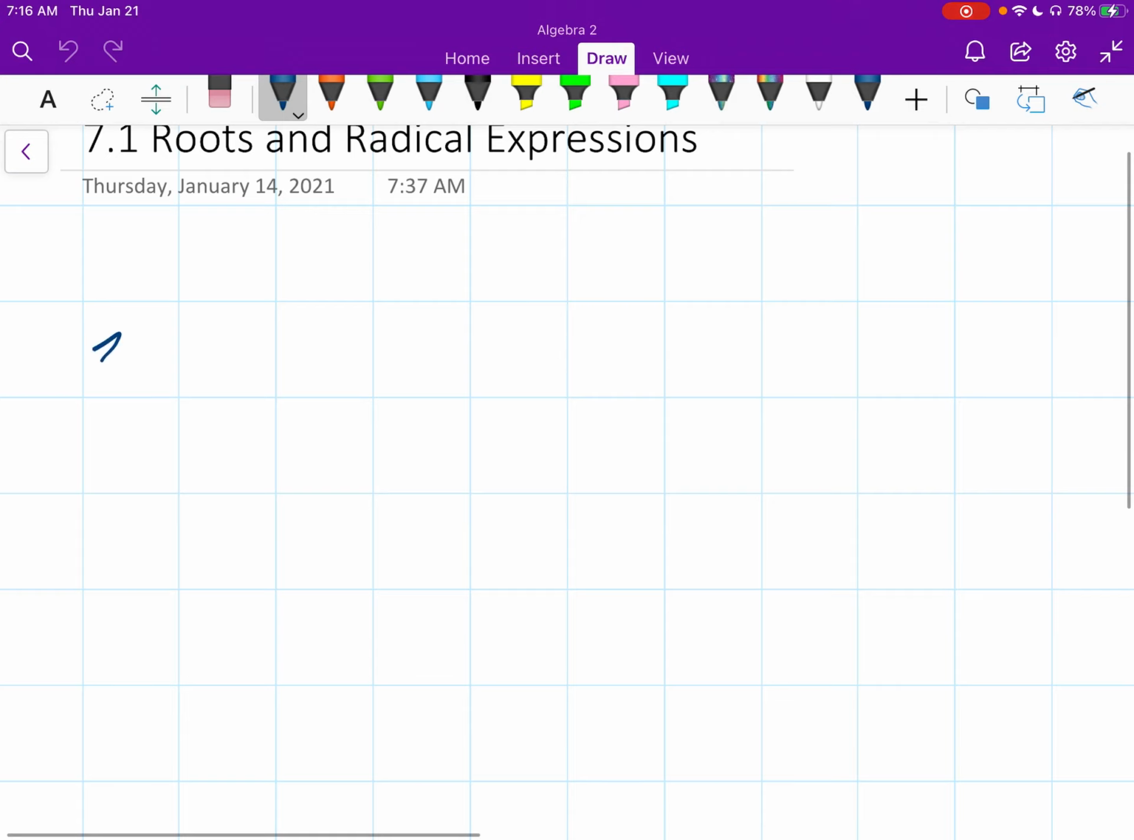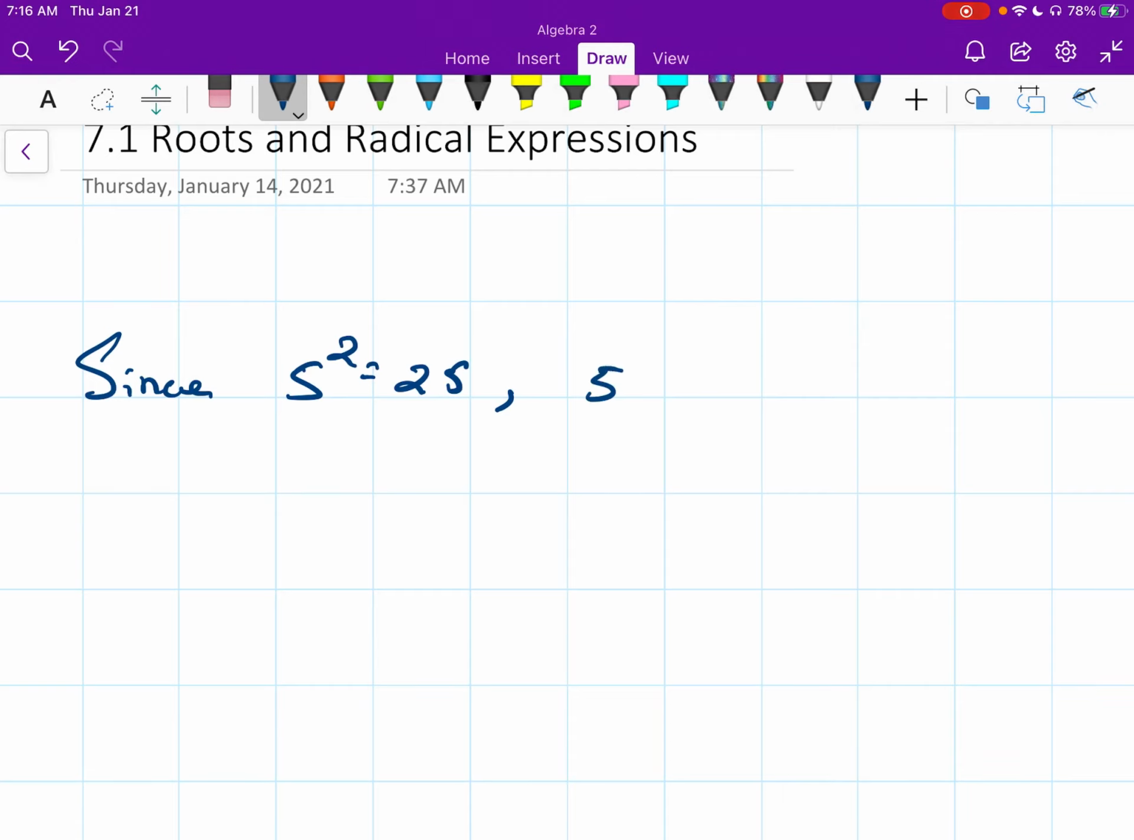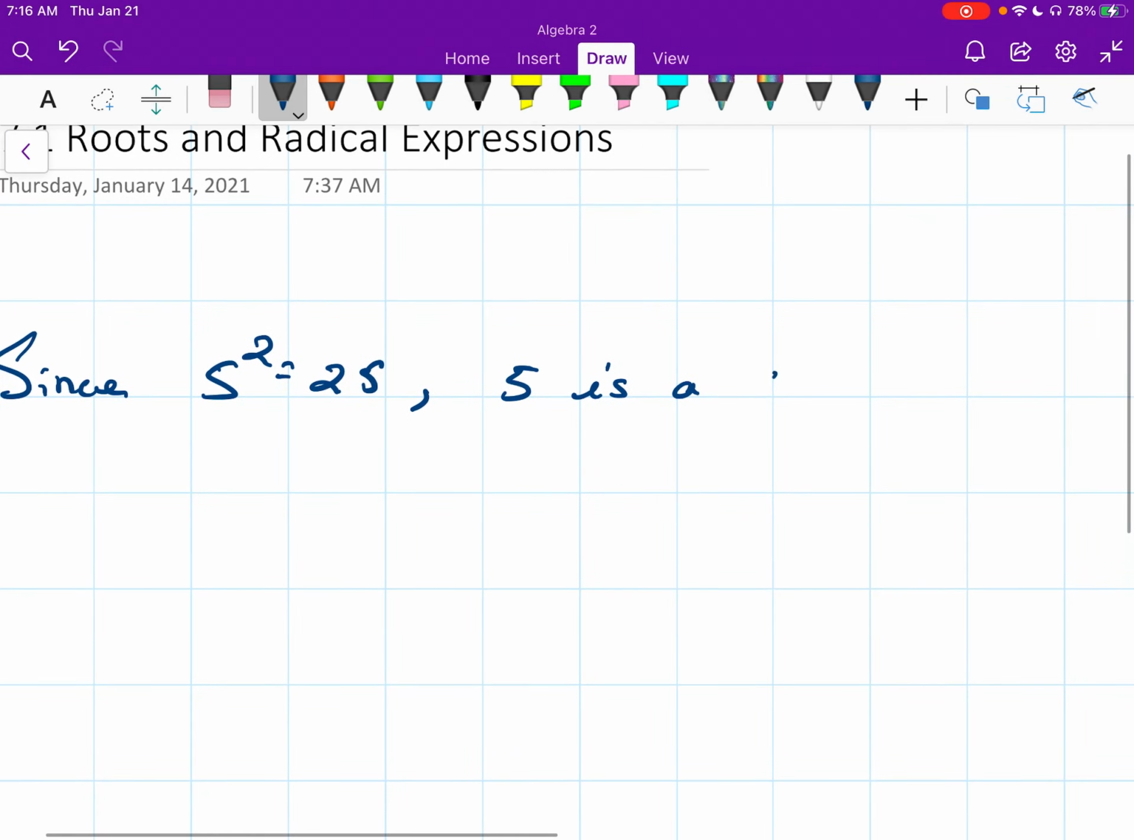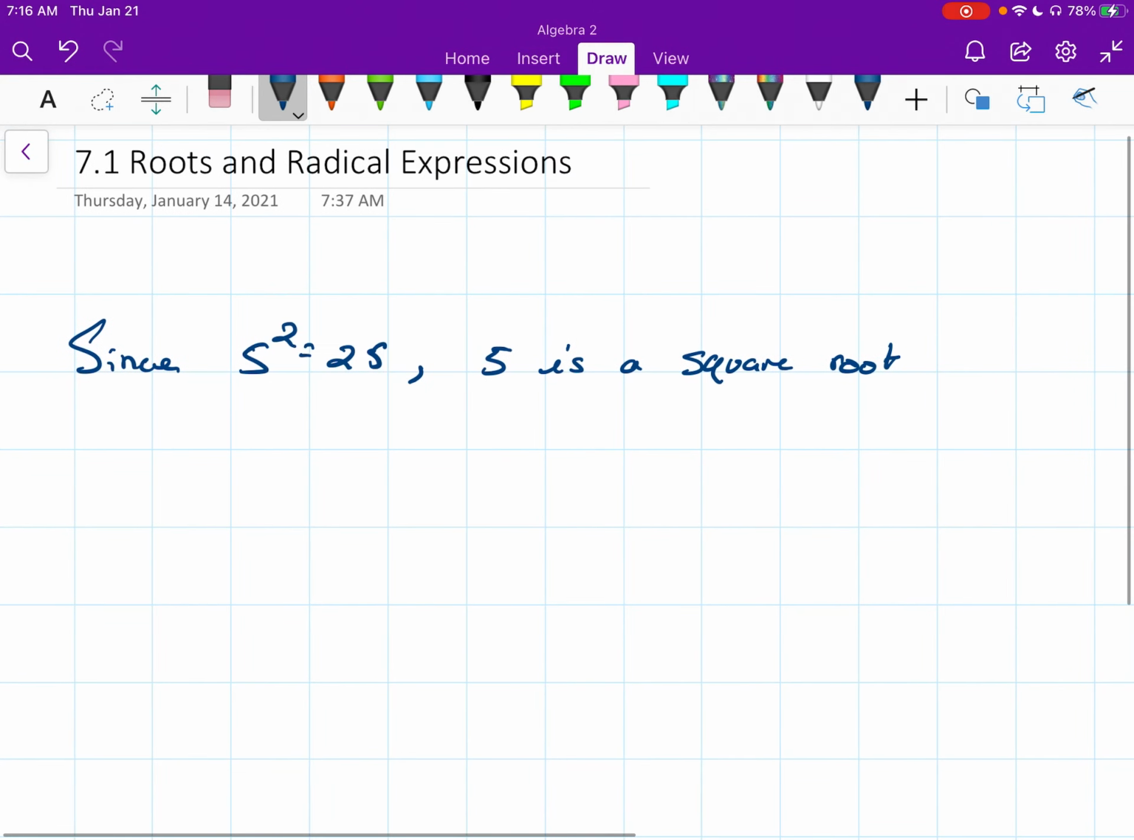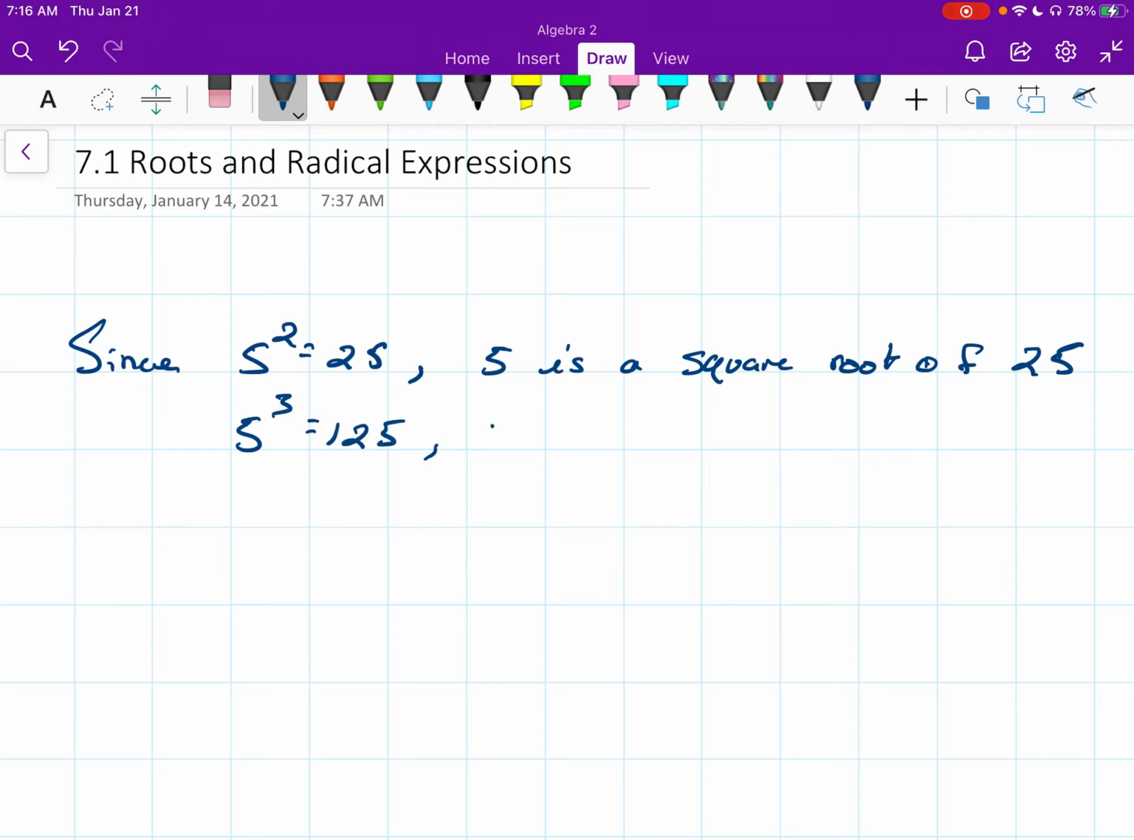We say since 5 squared is 25, 5 is a square root of 25. Right, we already know that. At least I hope so. 5 cubed is 125. So 5 is a cube root of 125.